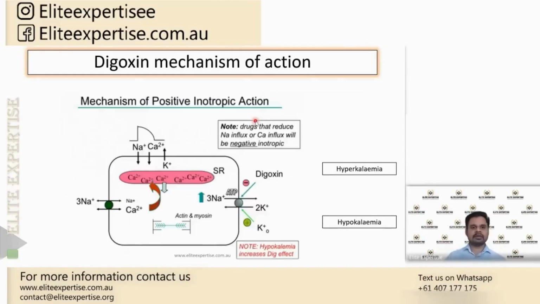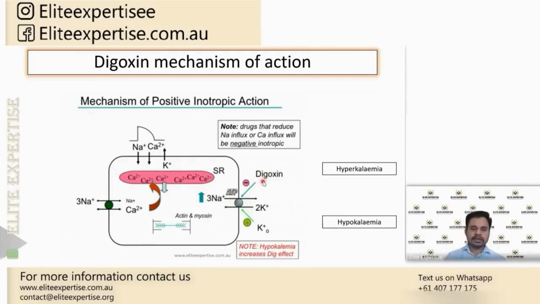In this diagram, we can have a look at the mechanism of action of digoxin. Digoxin acts at the sodium potassium ATPase pump. So first of all, let's look at what the function of this pump is. Through this pump, 3 intracellular sodium ions get effluxed out, and in exchange for those 3 sodium ions, 2 potassium ions influx into the cell. So 3 sodium ions get effluxed out and 2 potassium ions enter the cell. This is the function of the sodium potassium ATPase pump.